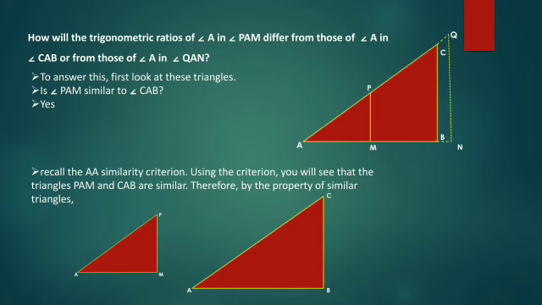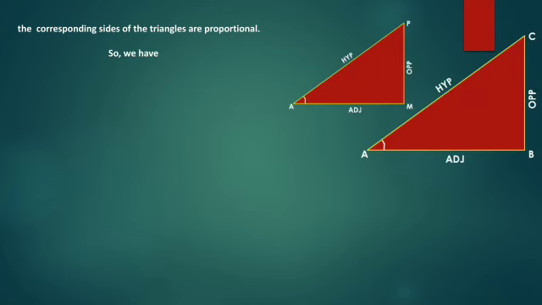Now observe the two triangles, triangle PAM and triangle CAB. Angle M and angle B are both 90 degrees. So these two triangles are also right triangles. Now the corresponding sides of the right triangles are proportional. So observe the figure or the diagram. Here, by taking an angle A, we have marked the hypotenuse, adjacent and opposite side. So observe how you will get that.